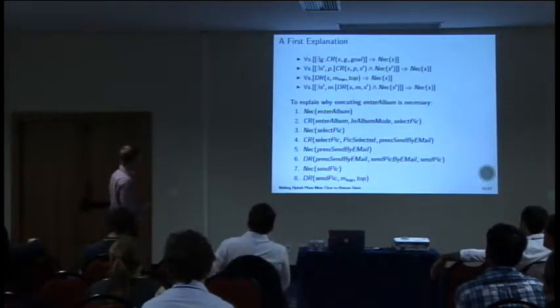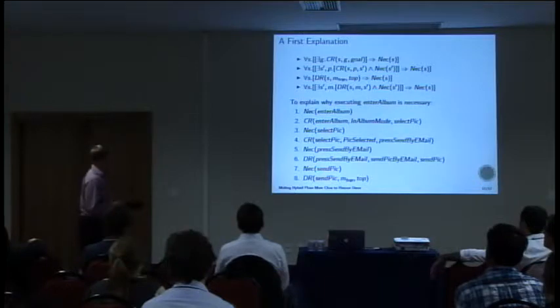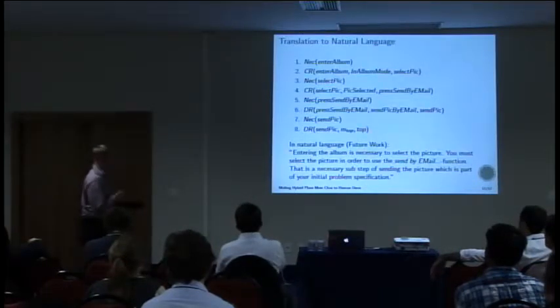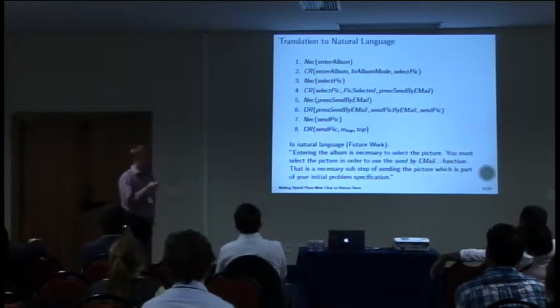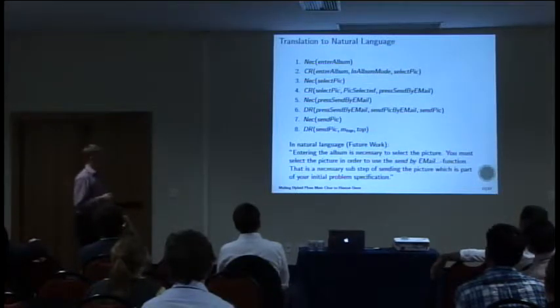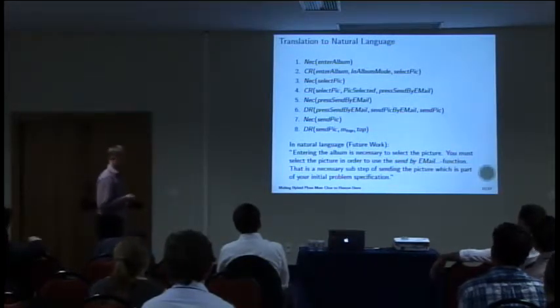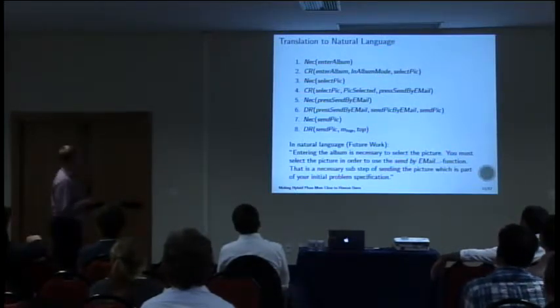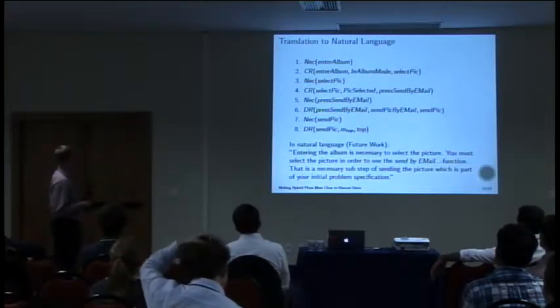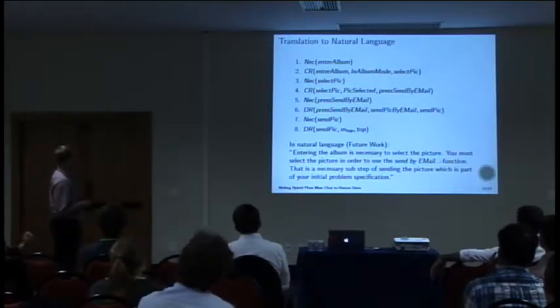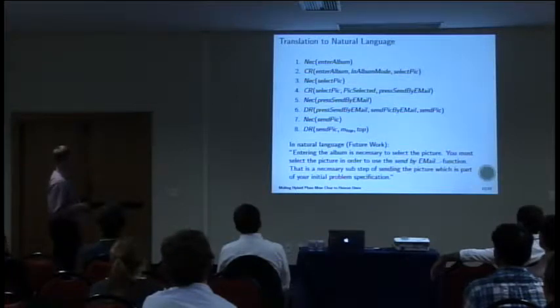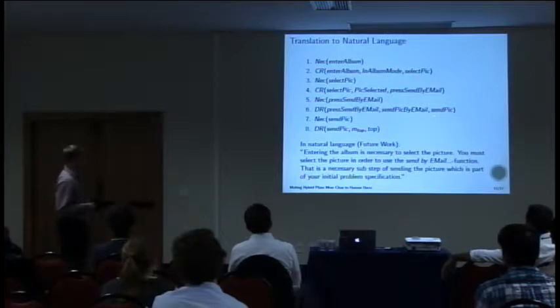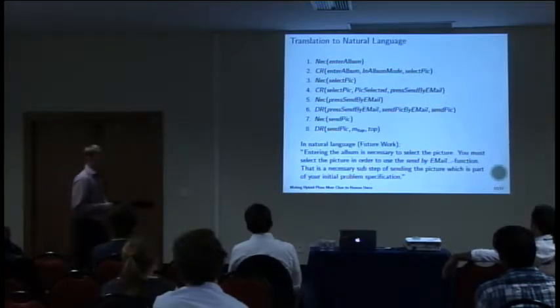Okay, so obviously nobody can really read this. So I will show you what we would imagine what this would look like if we transformed it to a natural language, which we cannot do as of now, but we hope to do it in the future. So you could read this as follows. Entering the album is necessary to select the picture. You must select the picture in order to use the present by email function. And that is a necessary substep of sending the picture, which is part of your own initial problem specification.